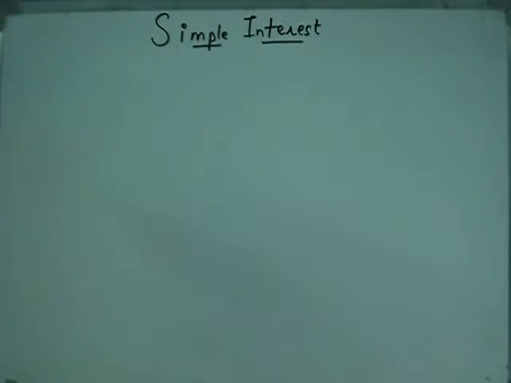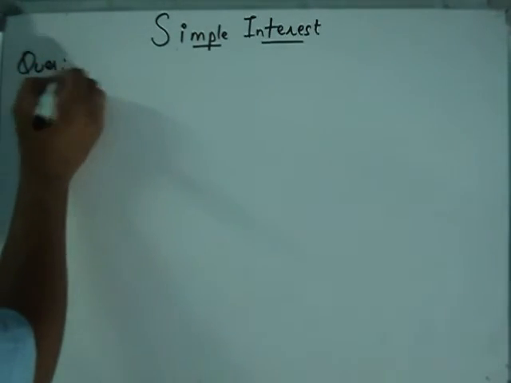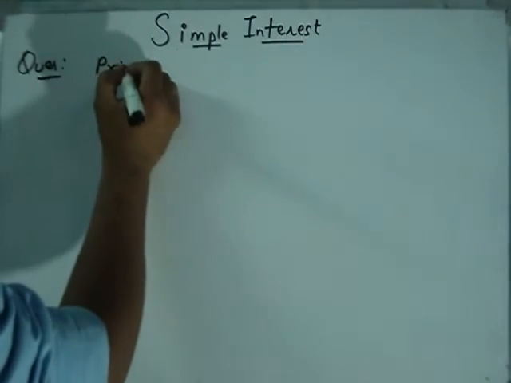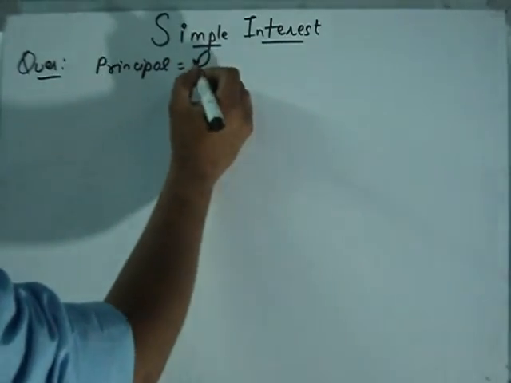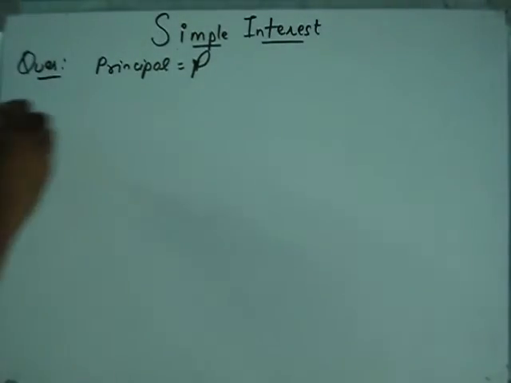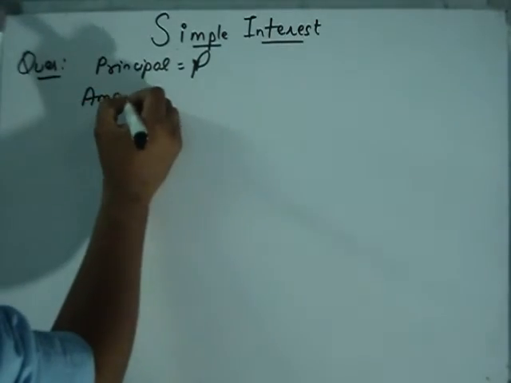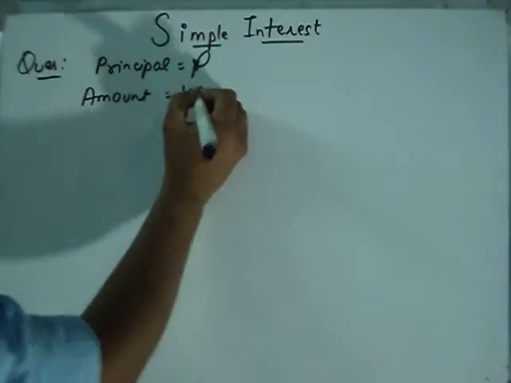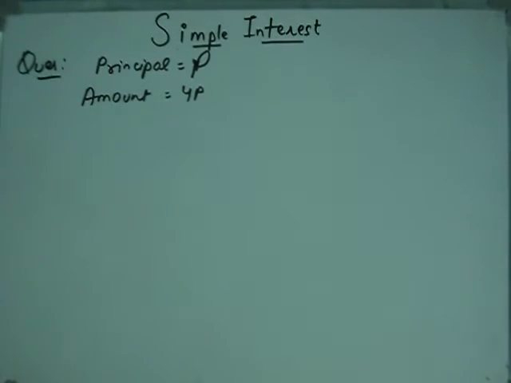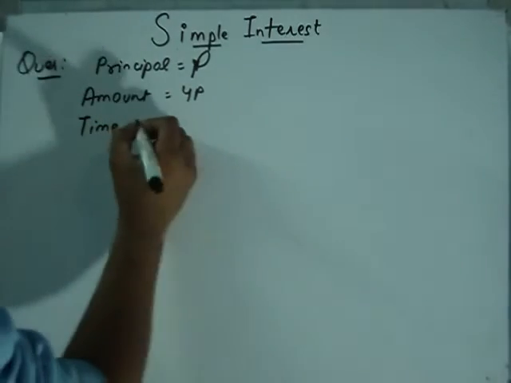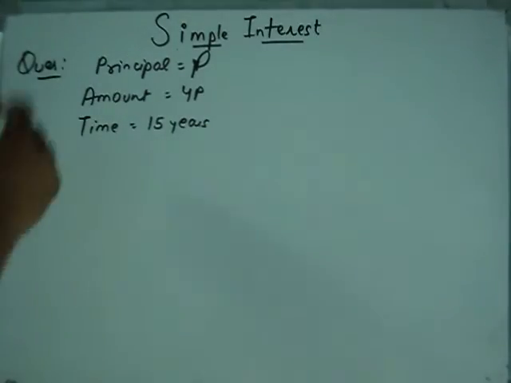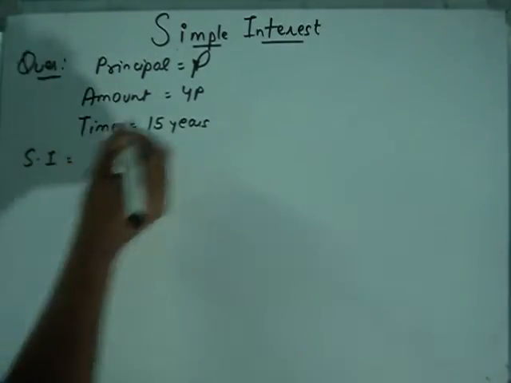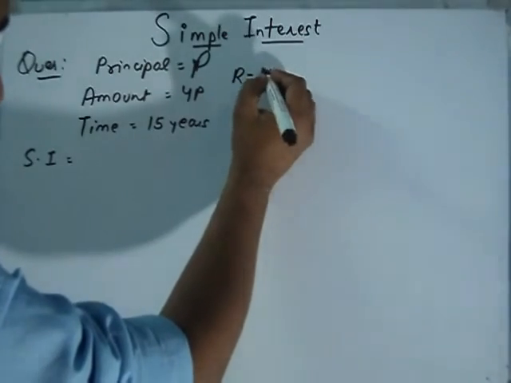means the sum has a principal P, and it is saying that this value will become 4 times. That means our amount value is equal to 4P, and our time is 15 years. So we can calculate it in two ways, like by calculating SI, and we have to calculate the rate of interest.